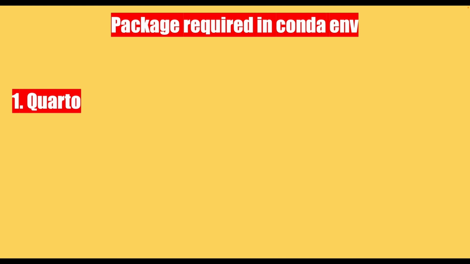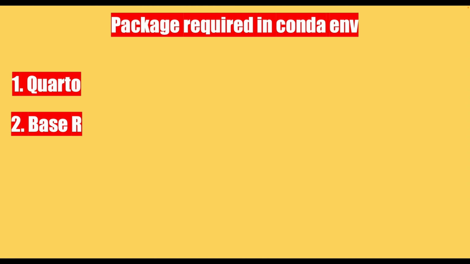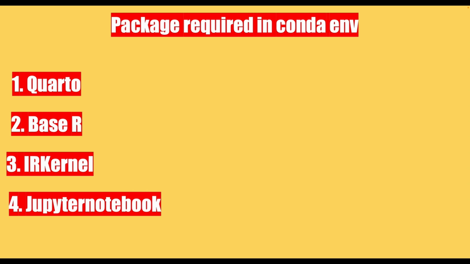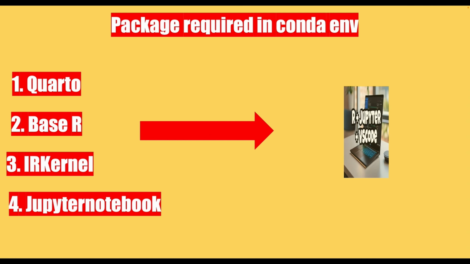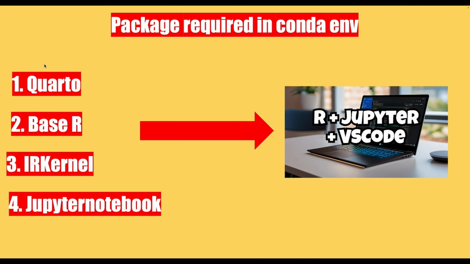So, conda environment: inside VS Code we require some packages. First of all we require Quarto. Second we require R base. Third we require an IR kernel to render the R. And fourth we require Jupyter Notebook. As such, Jupyter Notebook comes with the conda environment, so it will already be there. To make this environment takes a little time to install all the packages, so I have already prepared an environment with all the packages.